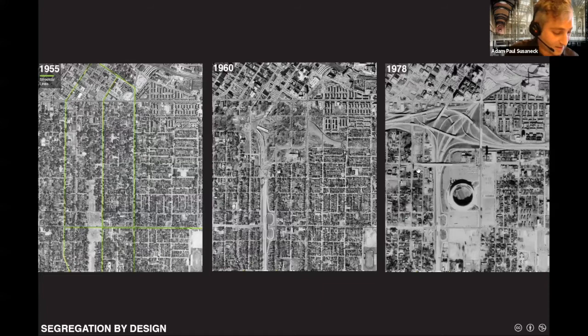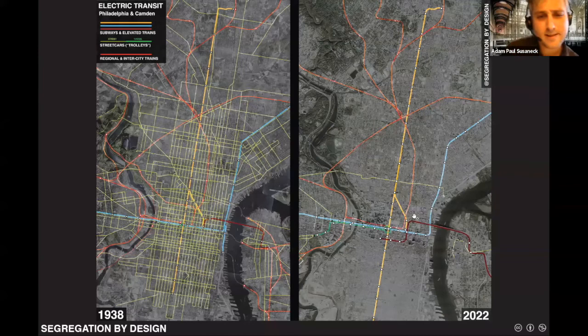Another element of this is the destruction of rail transit. As the government poured so much money into highways, it led to the demise of electric rail transit. And in addition, the destruction of the neighborhoods that these systems served through urban renewal led to them being outmoded in a lot of ways. So these are some examples.